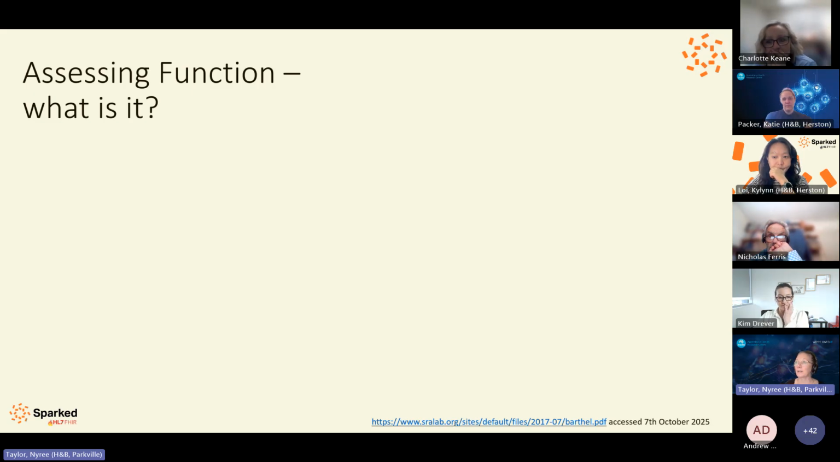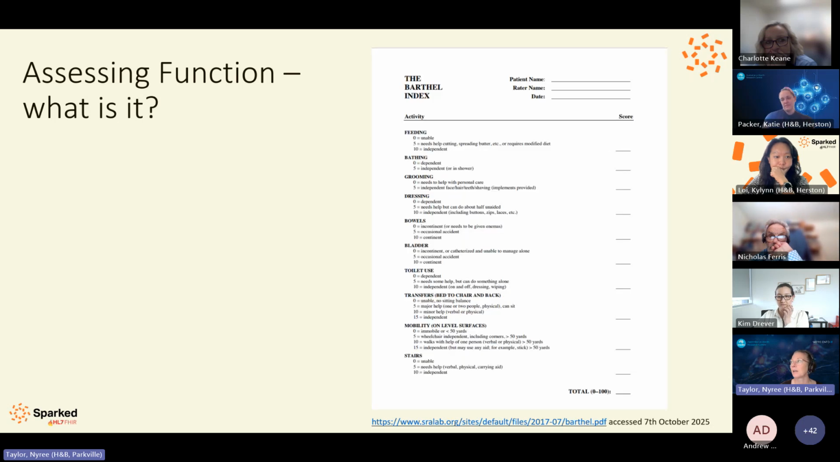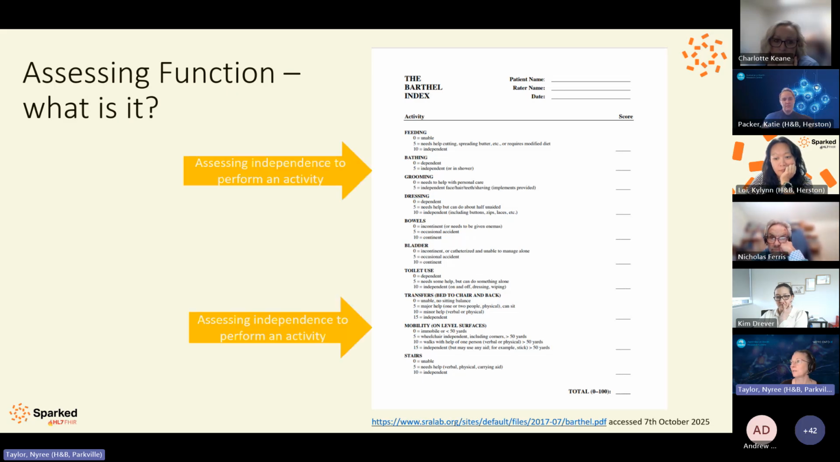So Katie and I met up a couple of weeks ago, and we started to try and break down, okay, how do we assess function? And let's take the Barthel index, which is probably very common to a lot of you on the call today. You can see the items that are on the Barthel index. You're probably very familiar. And if we look at that and break it down, we can start to understand, okay, what is it we're actually trying to measure and assess? And the top 4 items in the Barthel index are feeding, bathing, grooming, and dressing.